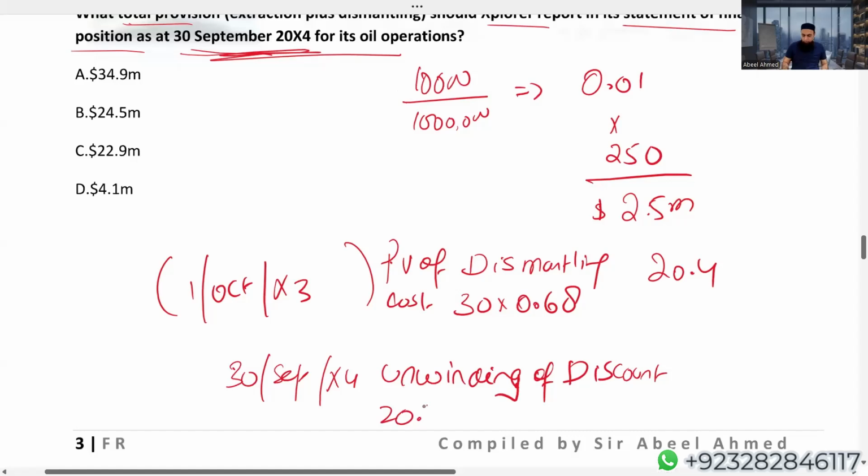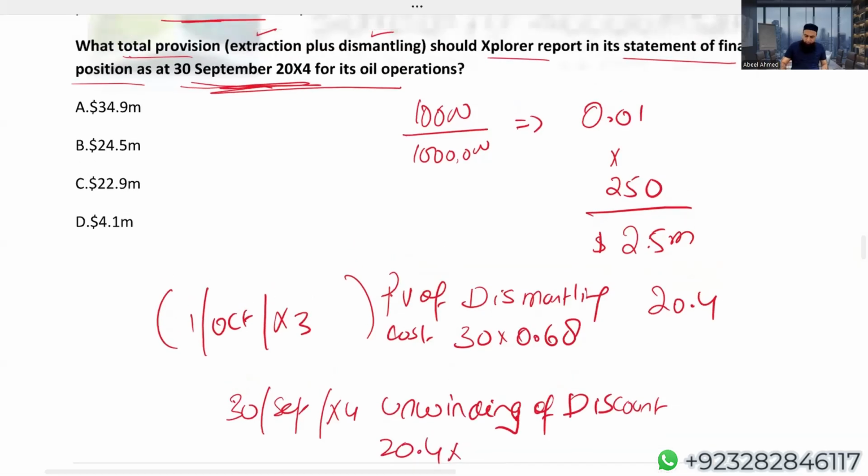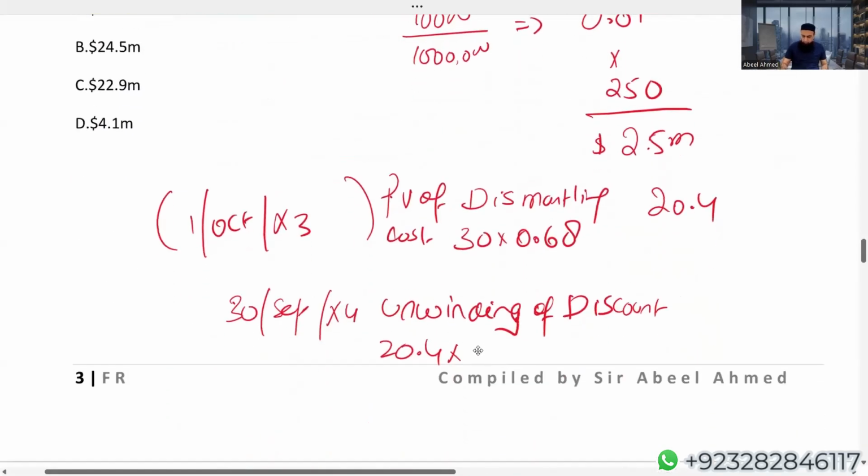Students, simply take 20.4, multiply by the discount rate which they have given you, I think 8%. If you ask me what is the double entry of unwinding, I'll say finance cost debit, provision credit. And let me tell you one thing. The good part is most of the time your examiner does not ask you to prepare journal entries. This is what, while studying, we keep saying debit this, credit this, just to develop your more understanding. That's it. But it's better if you have a good idea about double entries.